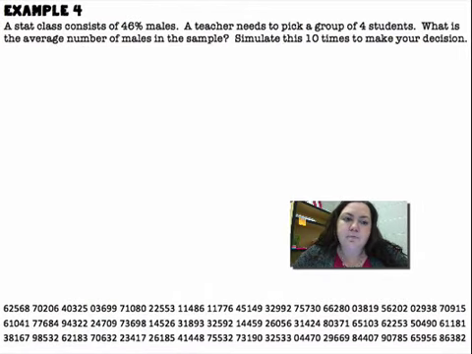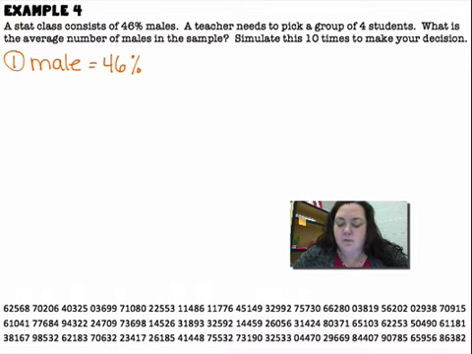Alright. A stat class consists of 46% males. A teacher needs to pick a group of 4 students. What is the average number of males in the sample? Simulate this 10 times to make your decision.